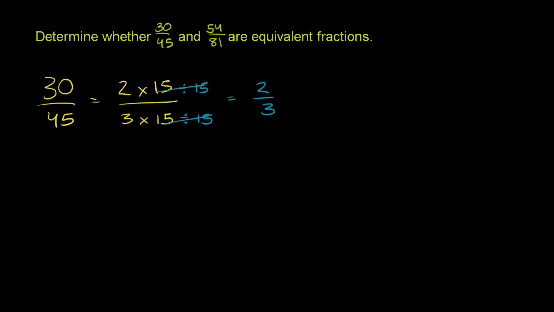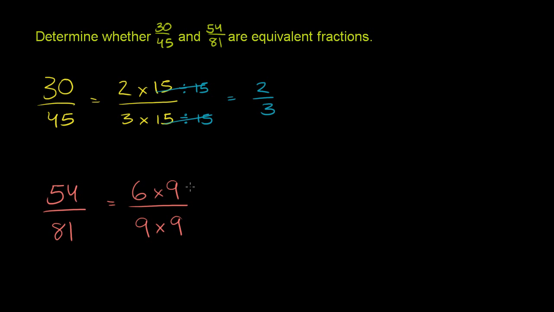Now let's think about 54 over 81. Nothing really jumps out at me. Let's see. 9 is divisible into both of these. We could write 54 as being 6 times 9, and 81 is the same thing as 9 times 9.